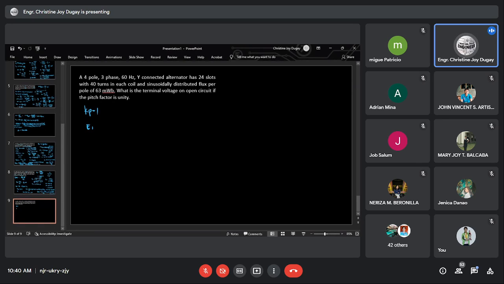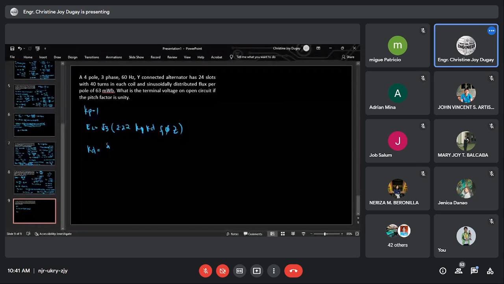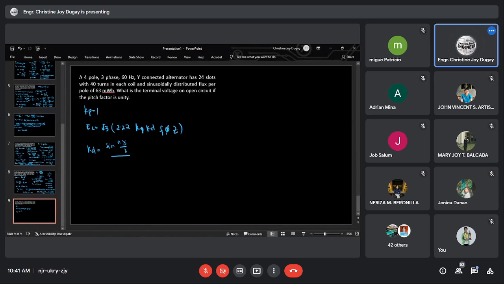So E-line po natin, Y-connected, no? So that is equal to square root of 3 ng V-phase, or E-phase po natin. Or that is 2.22 ng KP natin, KD, frequency, flux, Z, no? KP natin, okay na tayo. How about KD? KD is sine of N gamma over 2 over N sine of gamma over 2, no? Anong value ng N po natin? N natin is slot per pole.